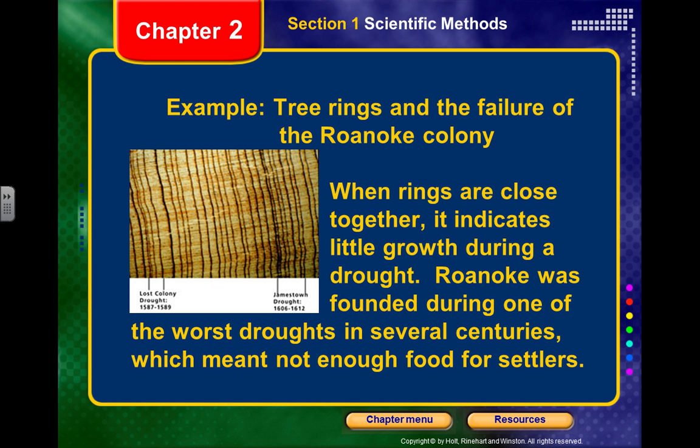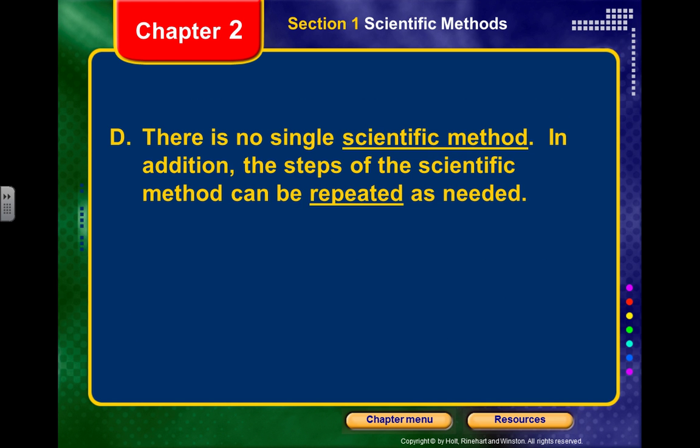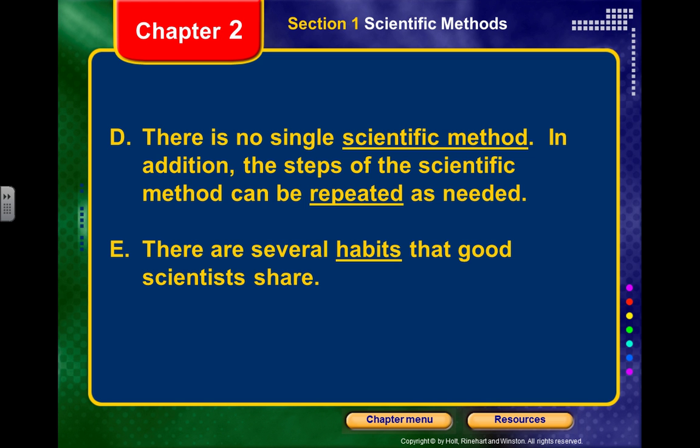So that's what we mean by correlation. They looked at tree rings and they used those to come up with an explanation for what may have happened to the colony at Roanoke. D. There is no single scientific method. In addition, the steps of the scientific method can be repeated as needed. So we use the scientific method as a way to solve problems, and yes, there are parts of it that are usually always there, but it doesn't necessarily always happen in the same order.